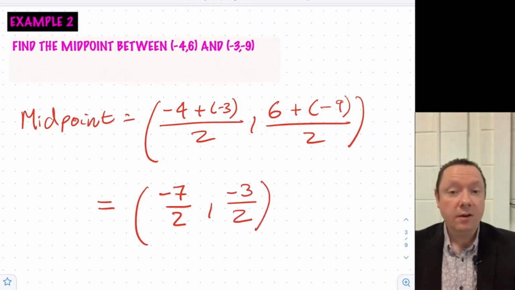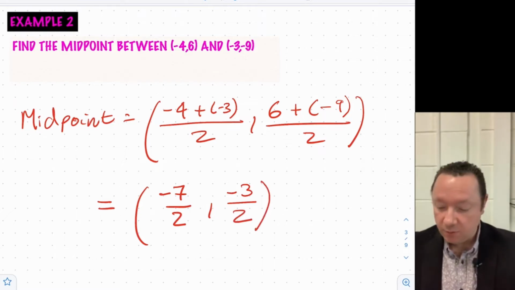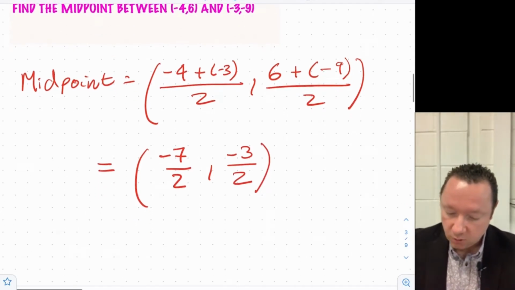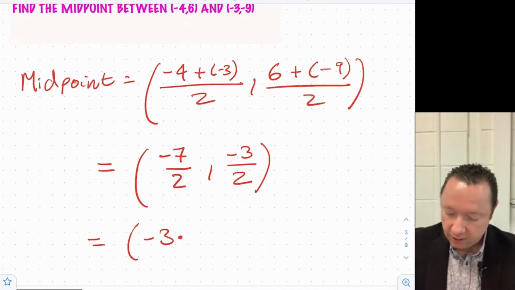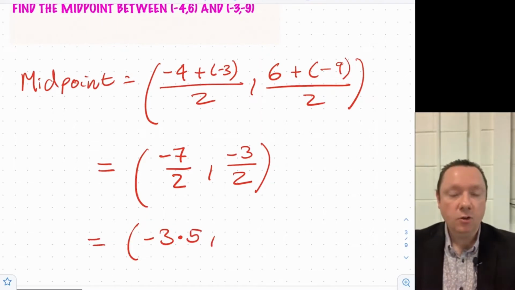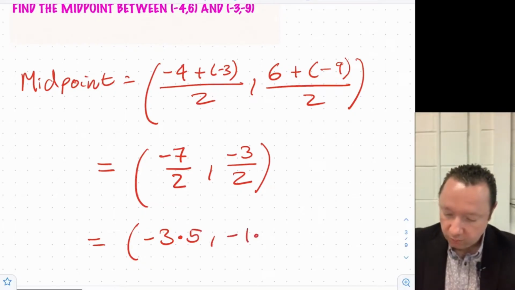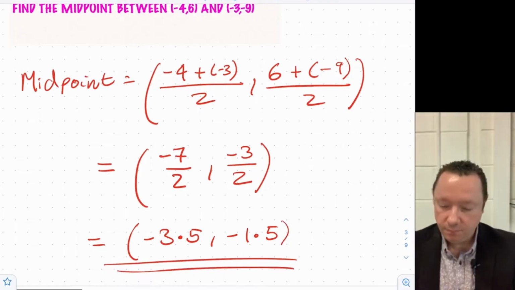Now they're both simplified fractions, so you could in theory just leave them as simplified fractions, or if you prefer decimals, 7 divided by 2 is 3.5, so -3.5, and 3 divided by 2 is 1.5, so -1.5. And there we go, our final answer.